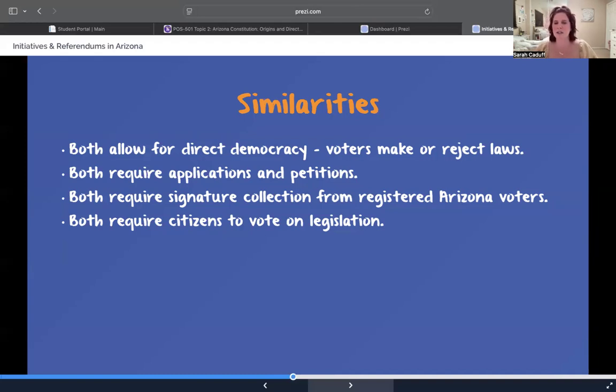Lastly, both require citizens to vote on legislation. So citizens don't just get to say, yes, I want this, or no, I don't want this. They have to vote. It gives an opportunity for the voters to come out to vote yes or no, and then whatever the majority chooses is what's going to happen.